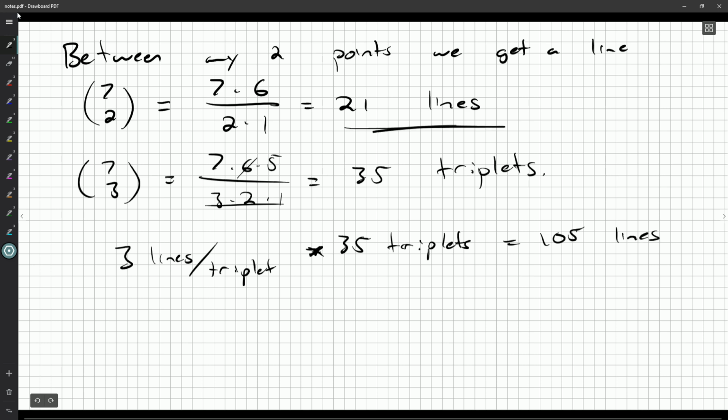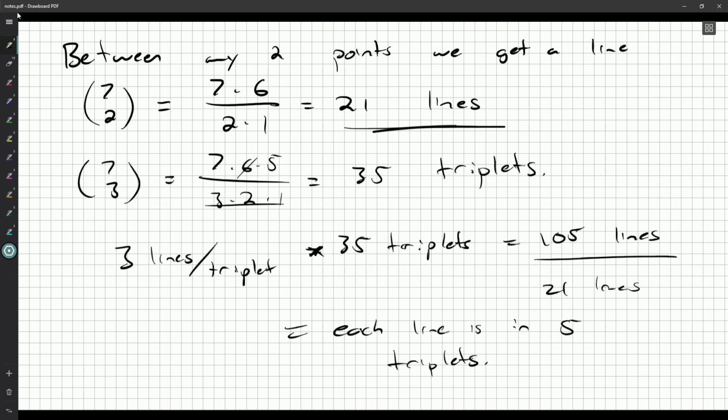Now, I only have 21 lines, so if I divide by 21 lines, I can see each line is in 5 triplets. Okay? So that's an interesting observation. Each line is used 5 times. So that might be something worth noting. Okay? And each triplet uses 3 lines.